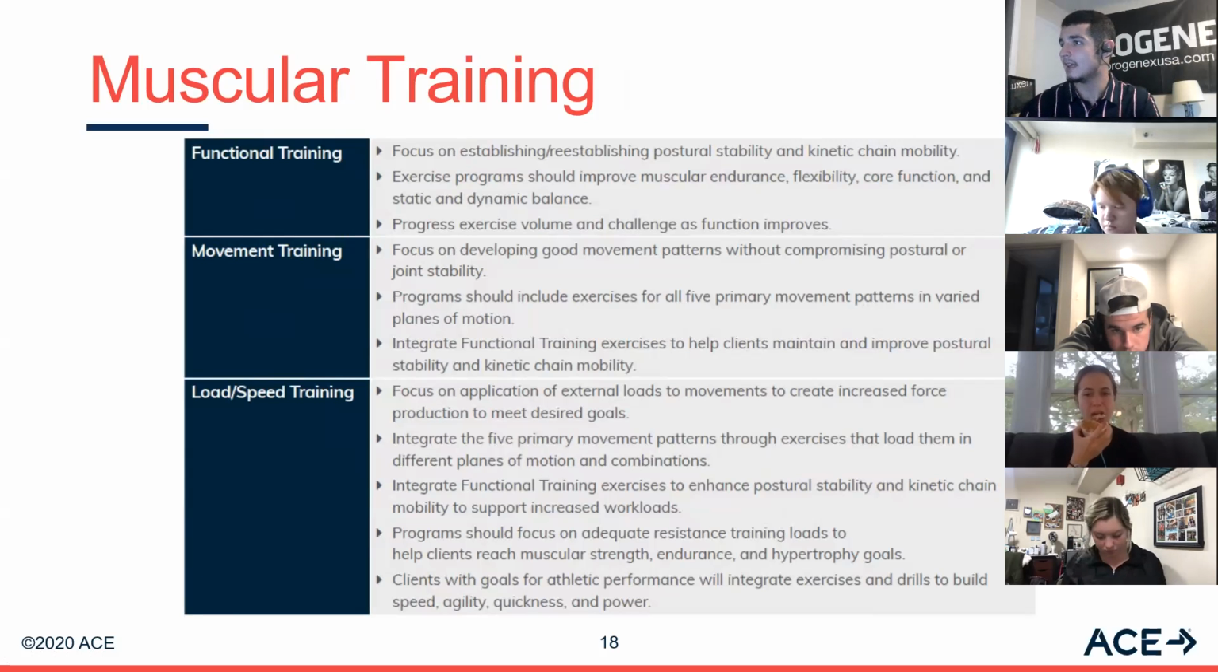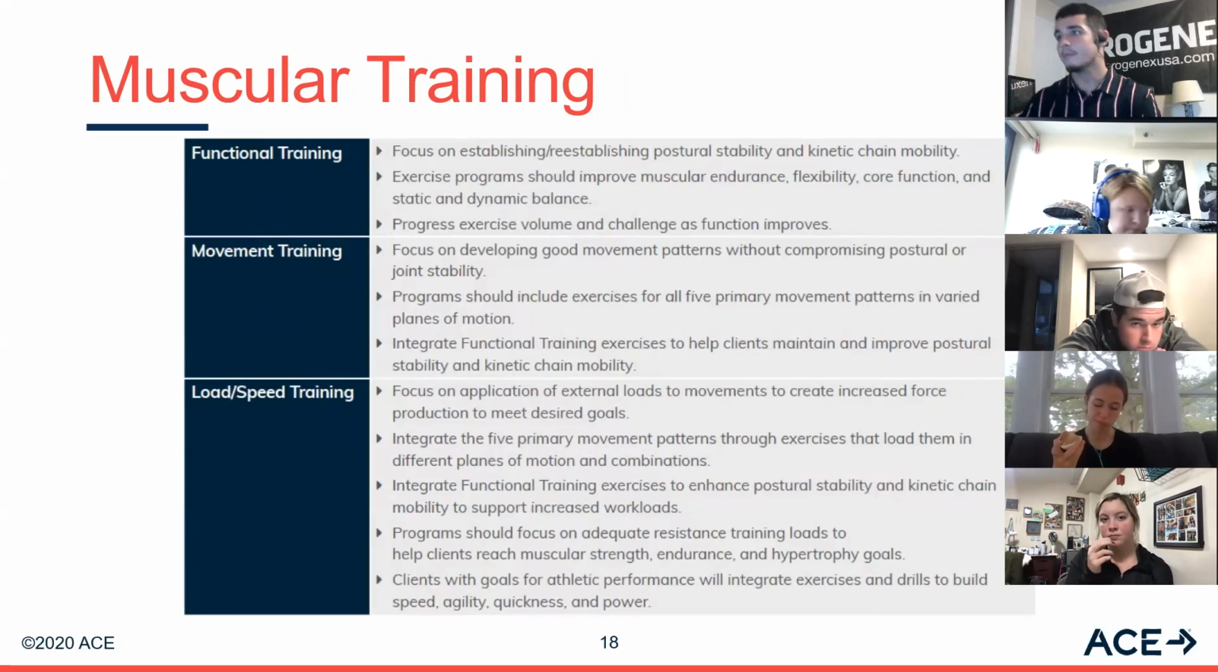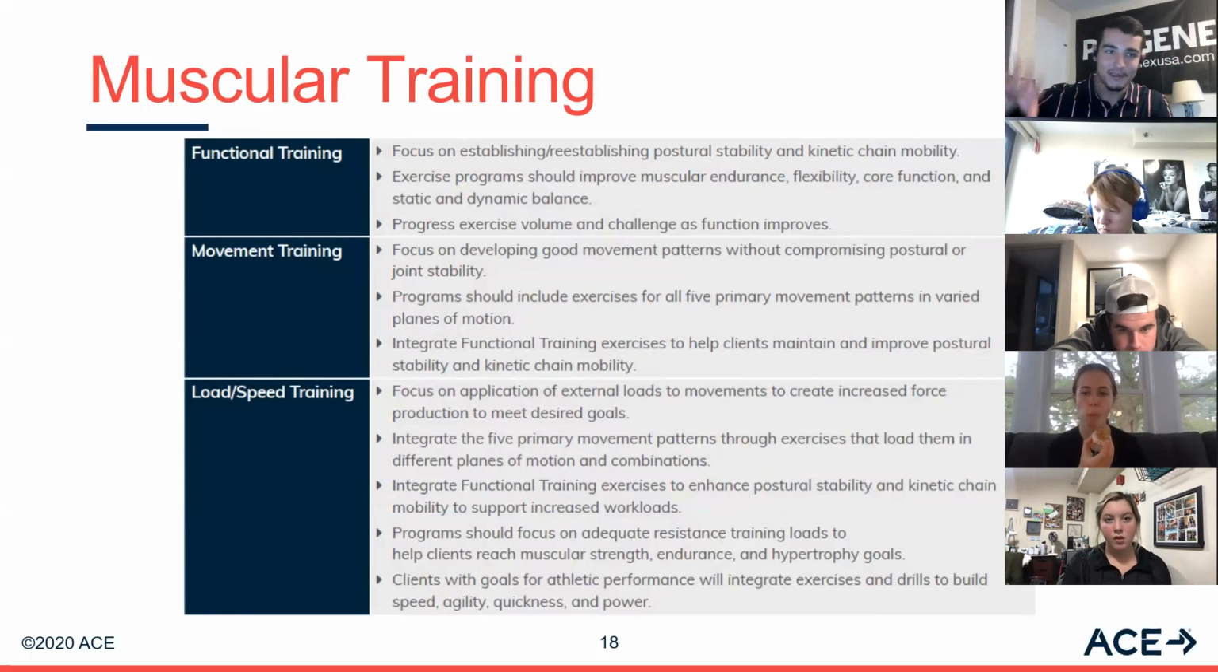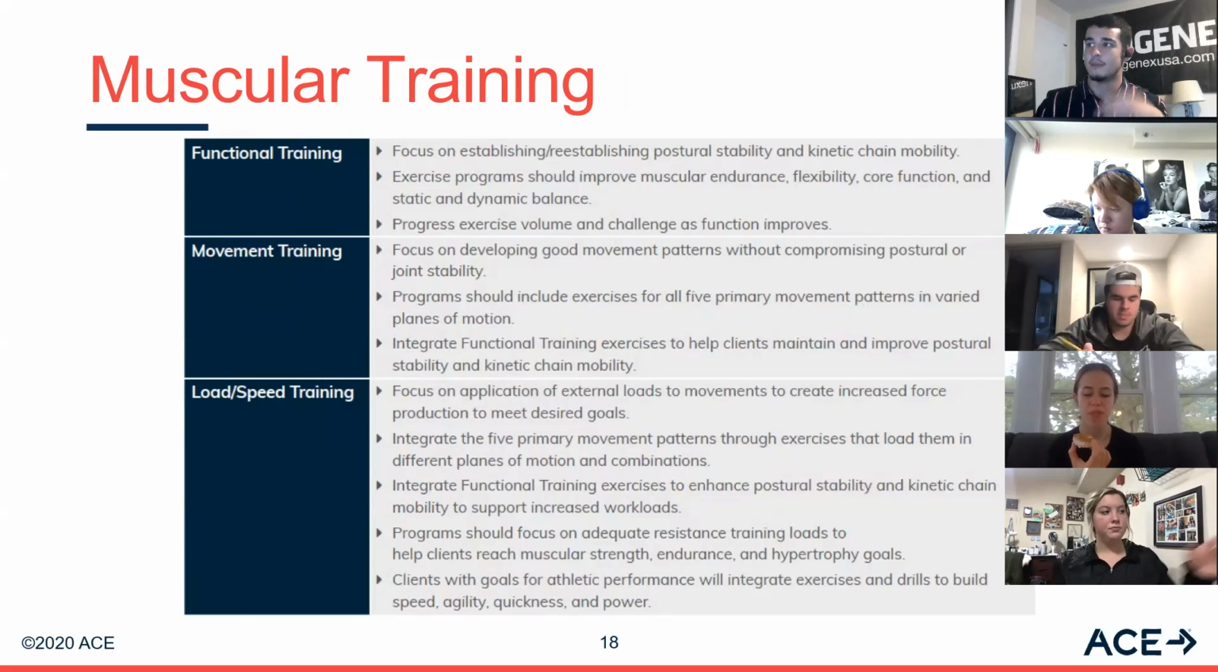So then movement training is next. And so then we start talking about developing good movement patterns without compromising those static positions that we talked about earlier. So we start including exercises for all 5 primary movement patterns. We'll talk about that in a later episode because I would disagree that there's 5 primary movement patterns, but that's how ACE defines it. So that's how we're going to talk about it. And then we're integrating functional training exercises that we already talked about earlier to maintain those gains that they had already made.